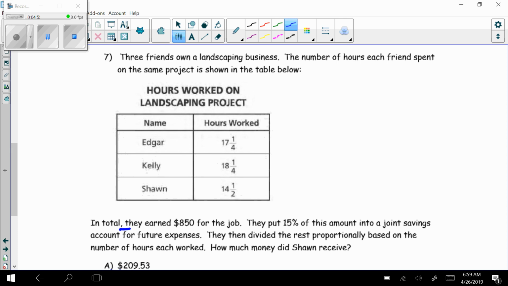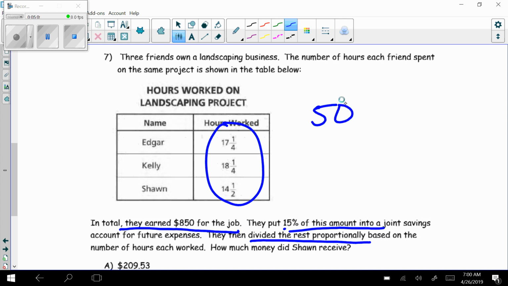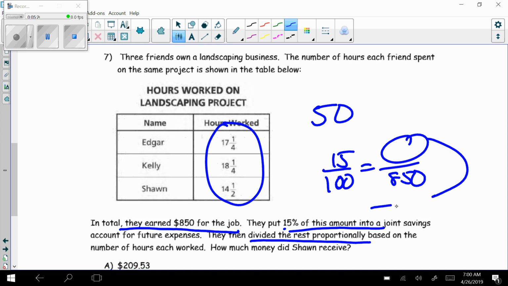All right, in total, they earned $850 for the job. They put 15% of this amount into a joint savings account and divided the rest proportionally. The first thing we have to do is figure out the total number of hours worked, which if you add those all up comes out to be 50. So 15% of this amount is put away. So 15% of the 850, and whatever you get here gets subtracted because you're taking it out.